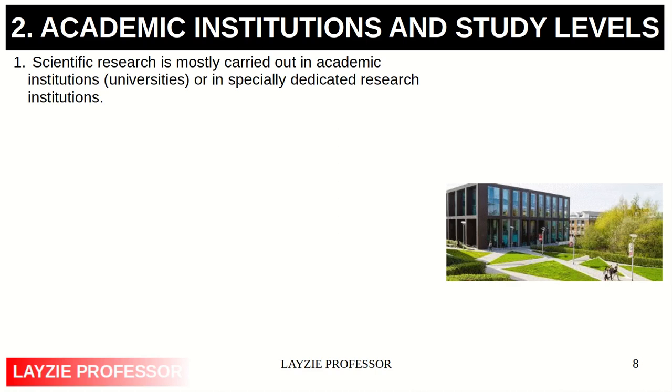Scientific research is mostly carried out in various academic institutions, typically in universities, or in some of the special dedicated research institutions, like, let's say, NASA, or some of the global institutions that do various research on, let's say, water, air quality, development of electronics, or whatever it is. Basically, that's what it is. So it happens either in a university or in a dedicated research institution.